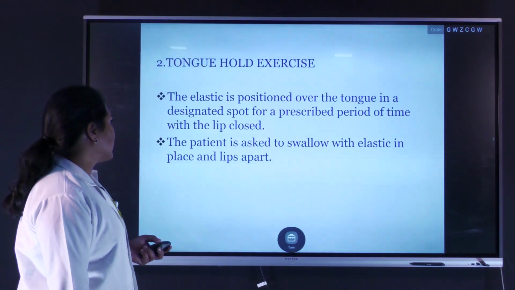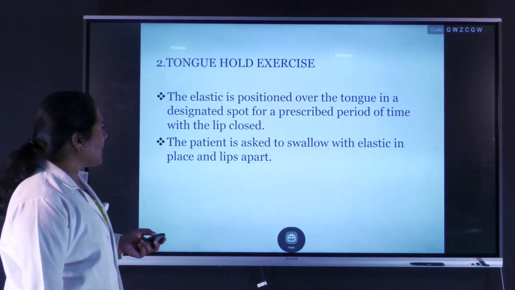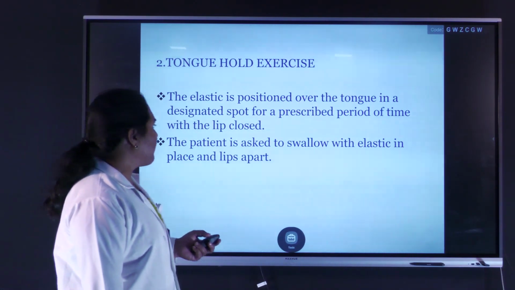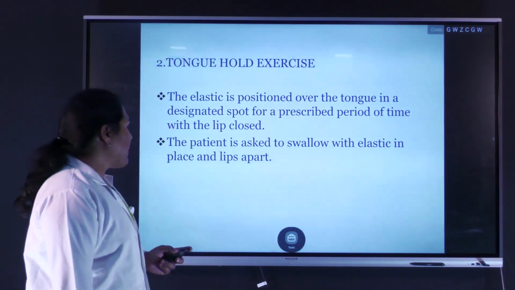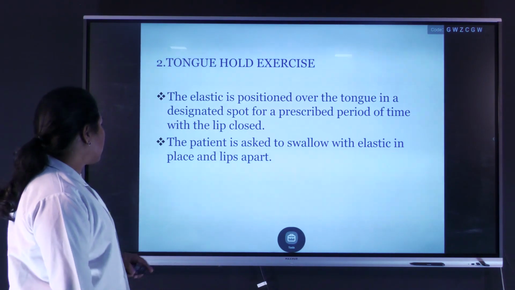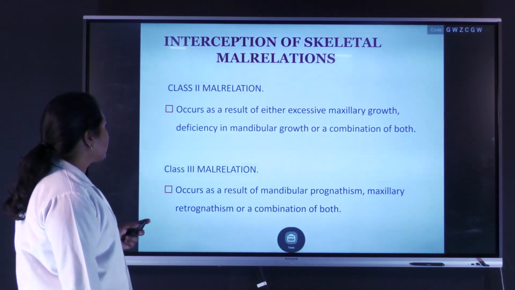Tongue hold exercise. The elastic is positioned over the tongue in a designated spot for a prescribed period of time with the lips closed. The patient is asked to swallow with the elastic in place and lips apart.